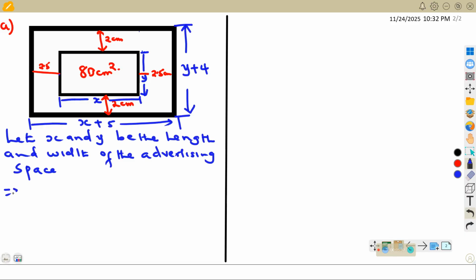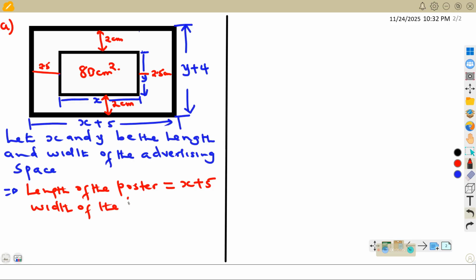This implies that if x and y are the length and width of the advertising space, then the length of the poster will be x plus 5, and the width of the poster will be y plus 4. All these are in centimeters. If that is the case, let us look at what will be the area of the poster. So what will be the area of the poster?